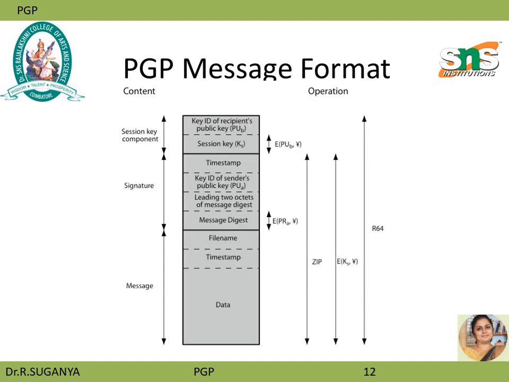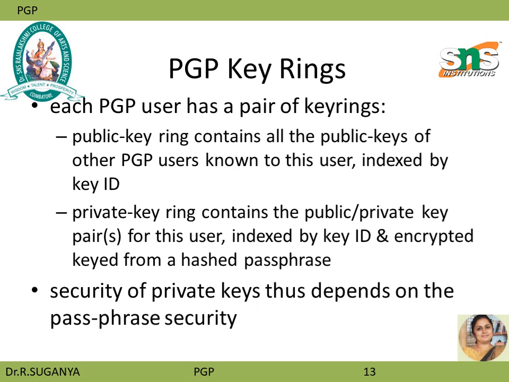PGP message format. Here we can see the session key component, signature and message. It has the key ID of the recipient's public key, and then the timestamp, the file name and the data. So this is the message format, showing how PGP works with the message, signature and session key component. We have variables used for each of these things: the timestamp, the file name, the keys, session keys, key ID, and PGP key rings.